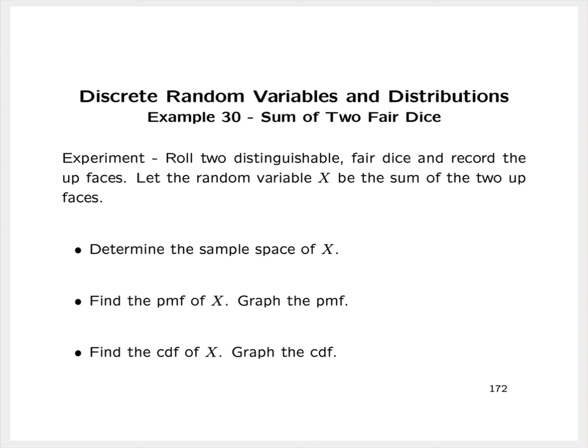All right, now continuing on with the next example, example 30, the sum of two fair dice. So consider the experiment of rolling two distinguishable fair dice and recording the up faces. Now we've looked at that example in the past, but now we're going to define a random variable on that sample space. Let the random variable X be the sum of the two up faces.